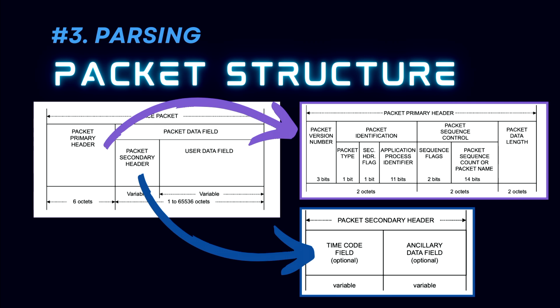And if we look into the headers a little bit deeper, you see that each packet has its own version number alongside identification. So it'll have an APID, sequence flags, and length information alongside a time code and any ancillary data field that isn't included in the user data field.